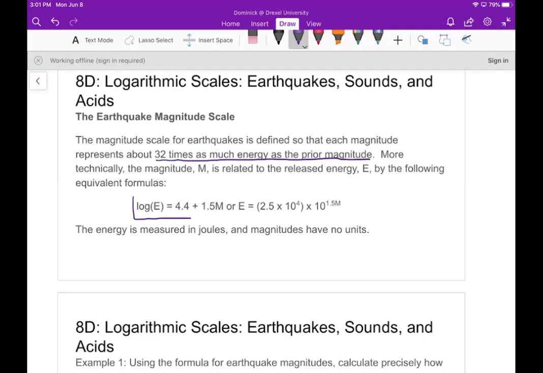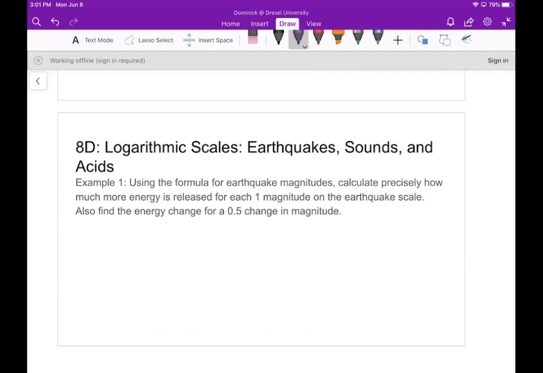We can either say that the log of the energy is equal to 4.4 plus 1.5 times the magnitude, or that the energy is equal to 2.5 times 10 to the 4, and then times 10 to the 1.5 m. Now, the energy is measured in joules, and magnitudes have no units. We just say that that's the magnitude.